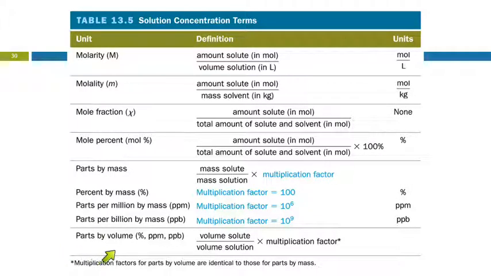You can also have parts by volume, the same types of units, but there, instead of looking at the mass of solute and mass of solution, you're looking at volumes. And you can also have a mass to volume percent, parts per million, or parts per billion. Mass of solute per volume of solution. The reason we have all these different units is because they are useful in different situations.